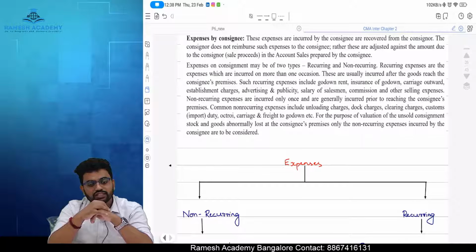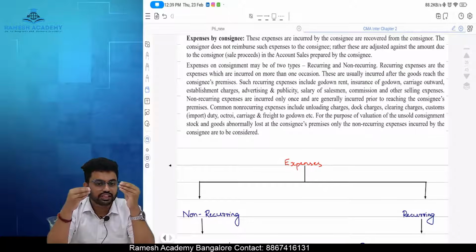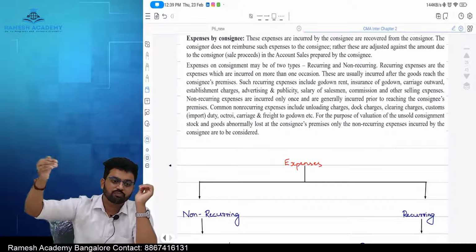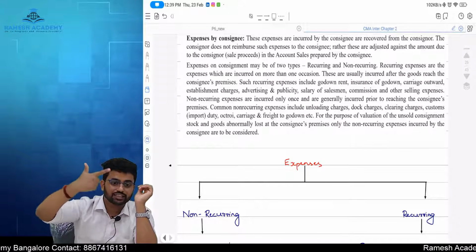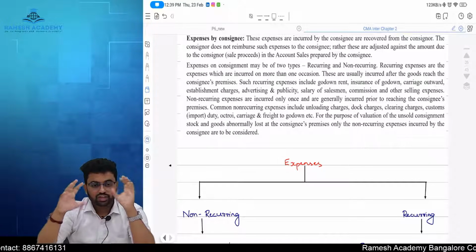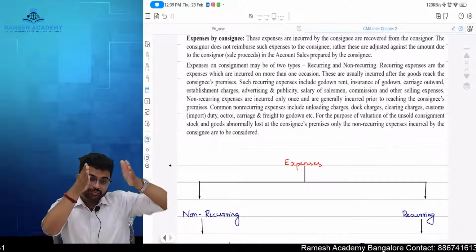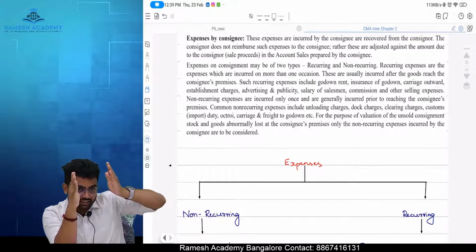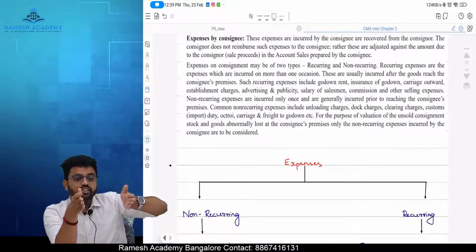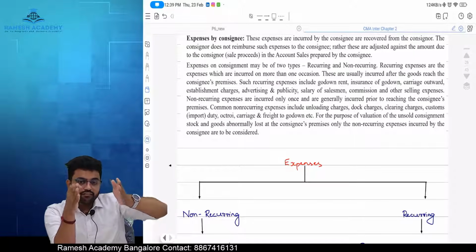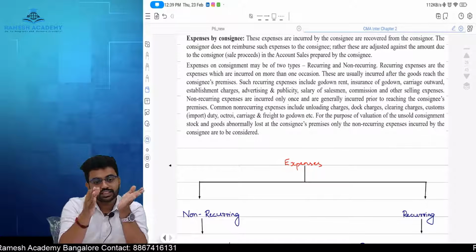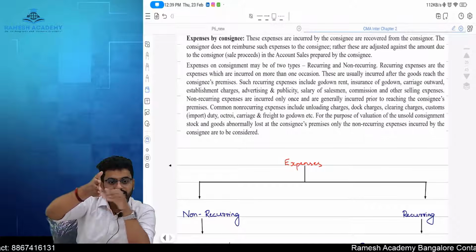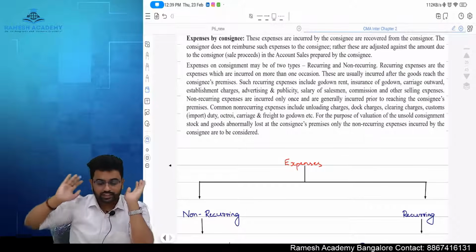Next one is recurring in nature, which is irrespective of the goods. How much goods is there, that we don't know. Based on a period or on some basis, we keep on paying certain expenditure like advertisement, salesman salary, godown rent, all those things. Usually you can say this way: any expenses incurred till reaching the godown of the consignee will be non-recurring, whereas any expenses incurred after reaching the godown of the consignee will be recurring. I repeat, till the godown of the consignee it's non-recurring, after the godown of the consignee it's recurring.